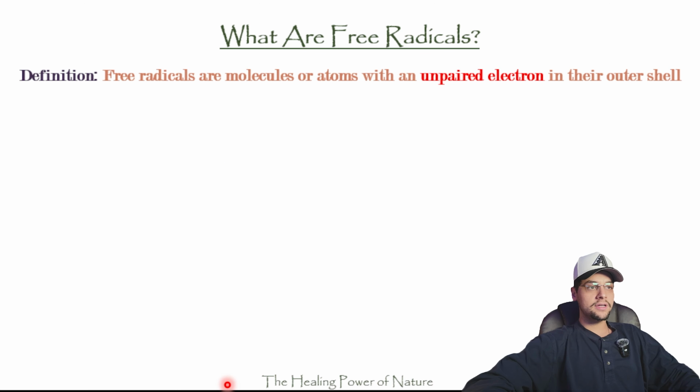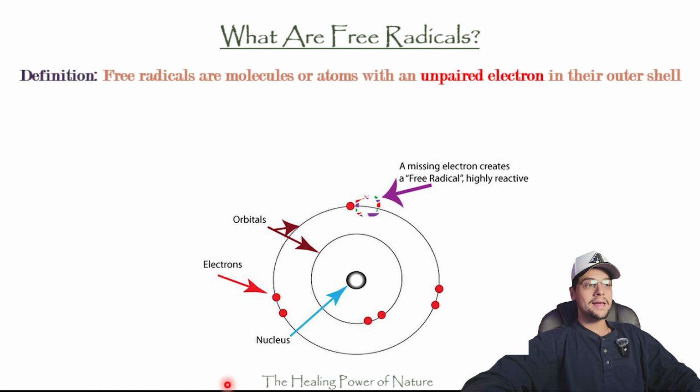So to start, the definition of free radicals. Free radicals are molecules or atoms with an unpaired electron in their outer shell. This makes them highly unstable and reactive, seeking to stabilize by stealing electrons from nearby molecules. This leads to oxidative damage.